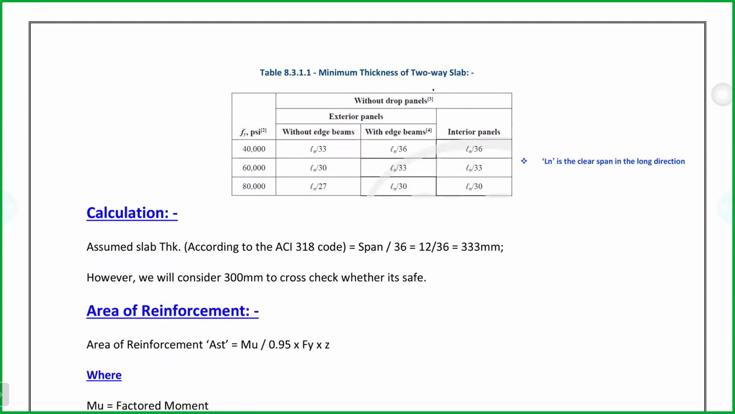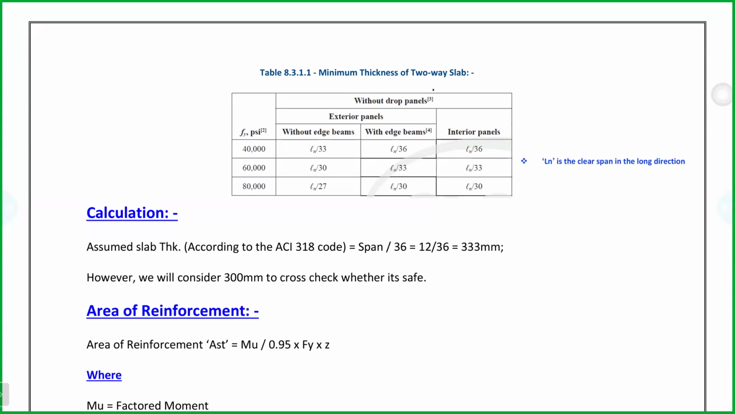As I said, Ly by Lx, longer span divided by shorter span. The ratio between longer span to shorter span, if it is less than or equal to 2, it is called what? 2-way slab. What is a 2-way slab? All the direction of the beam is going to take the load. In a 1-way slab, it is only one direction of the beam which is going to take the load, which is one direction in the longer span.